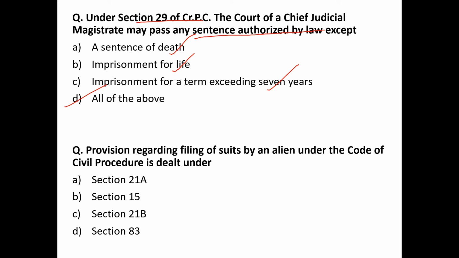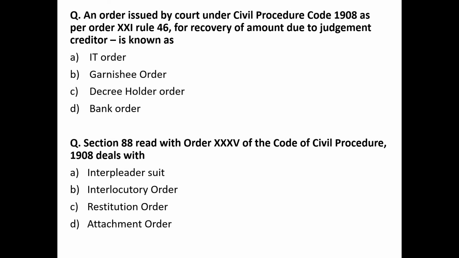Next question. Provisions regarding filing of suits by an alien under the Code of Civil Procedure are dealt with under Section 83, option D. Next question. An order issued by a court under the Civil Procedure Code 1908 as per Order 21, Rule 46 for recovery of the amount due to the judgment creditor is known as a garnishee order, option B.